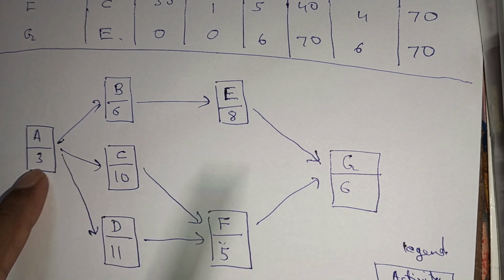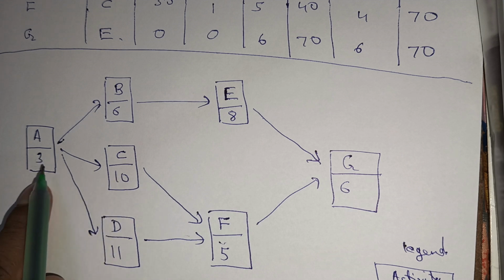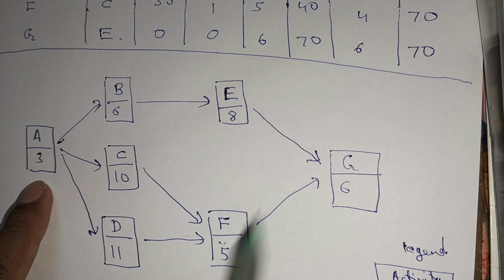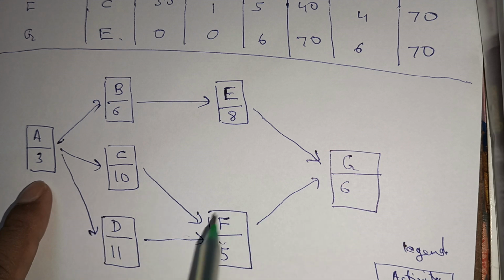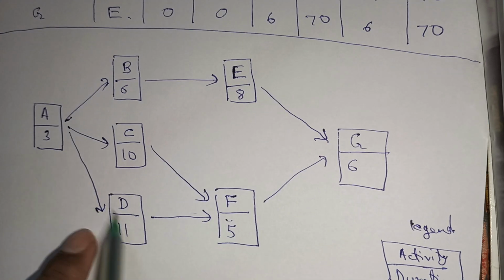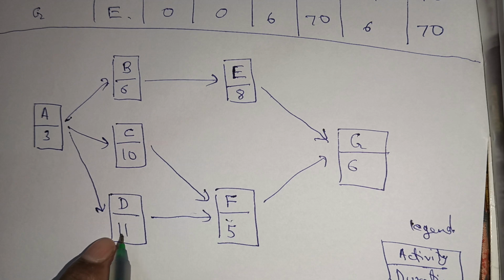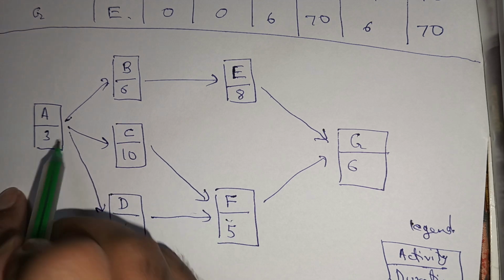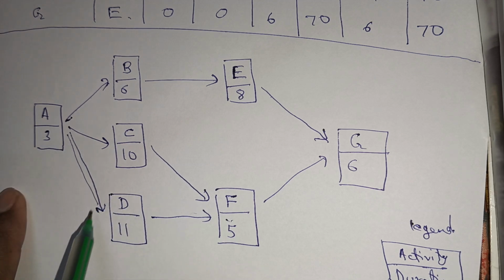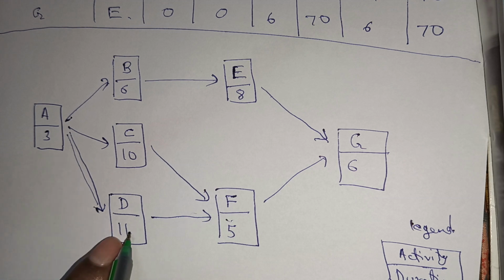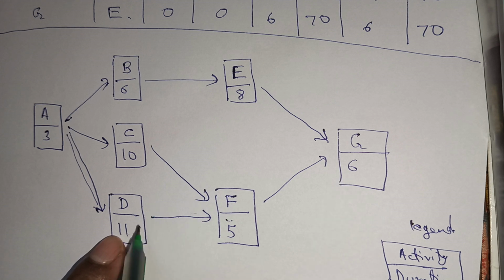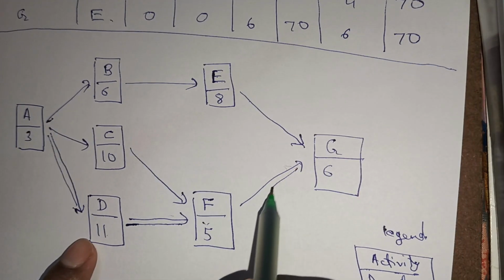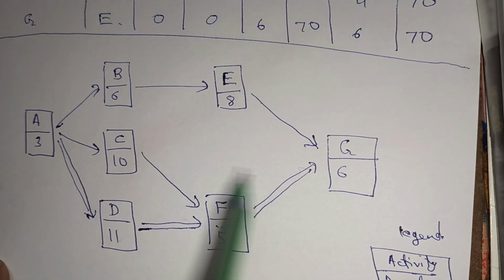If we take this path, 10 plus 3, it is 13, 13 plus 5, 18, 18 plus 6, 24. Okay, this is 24, this is 23, and this one is one more day extra, so it is 25 days. So this is our longest path. If you calculate 3 plus 11, 14, 14 plus 5, 19, 19 plus 6, 25. Okay, so this is our longest path. So we denote it like this.